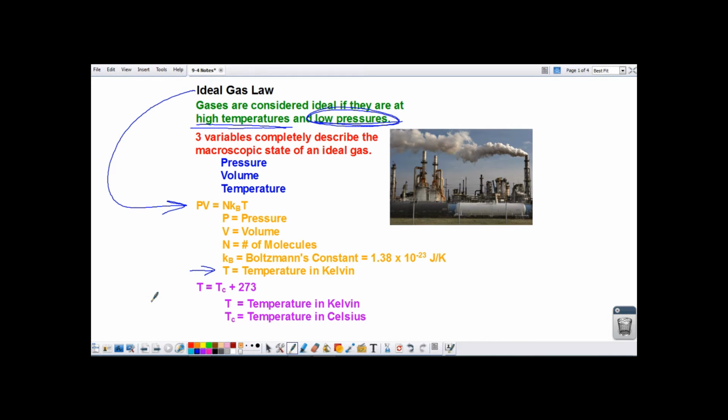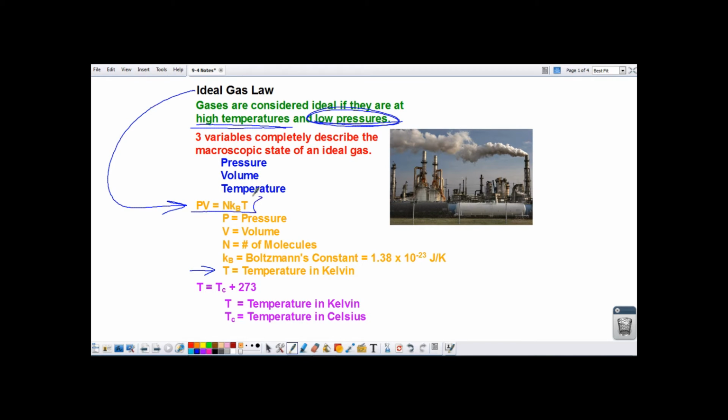So how do you get your temperature to be in Kelvin? Well, you might have to convert it. If you need to convert your temperature to Kelvin and it's in Celsius, you simply take that number and add 273, and typically we add 273.15. But if you just add 273 for this class, that'll be okay.